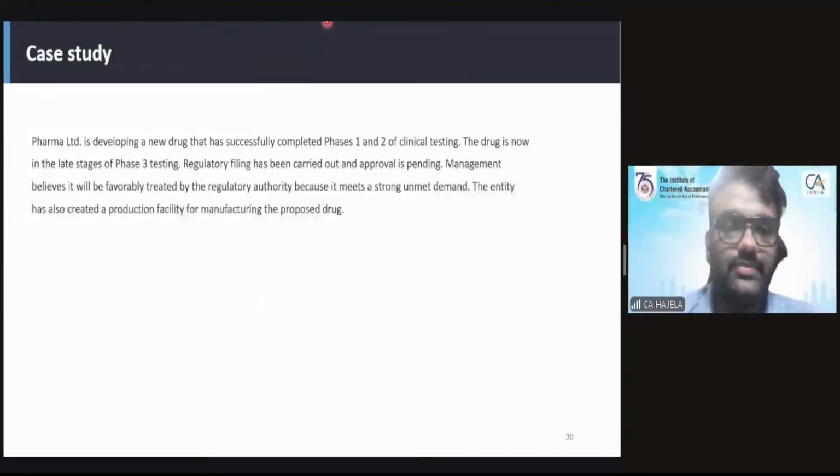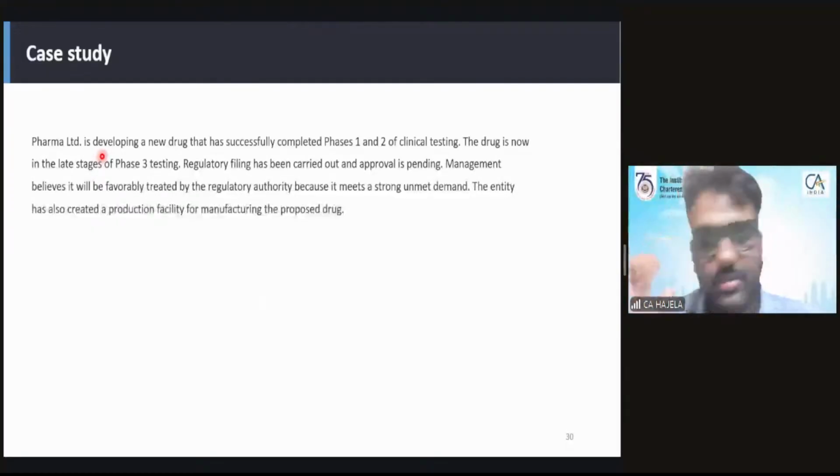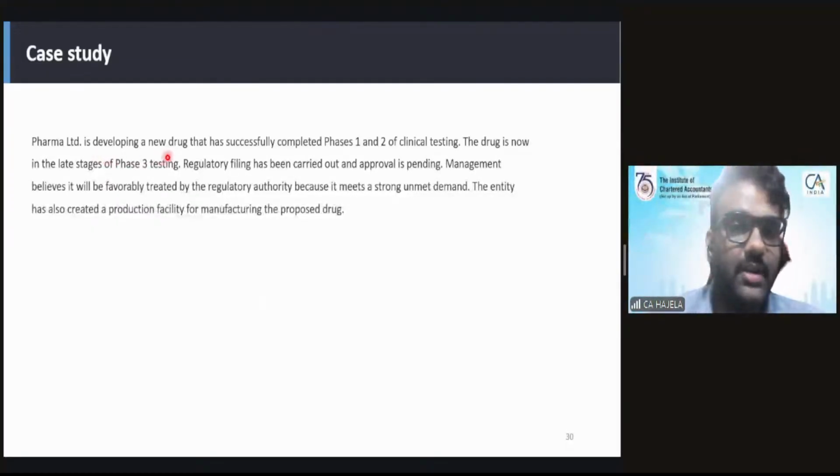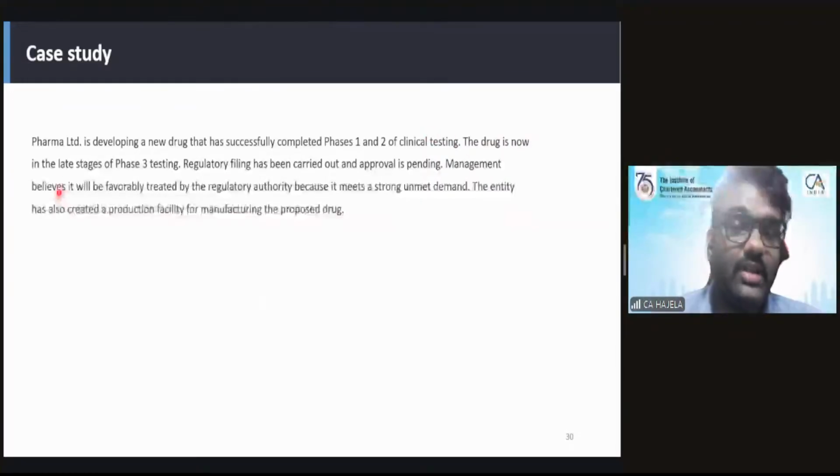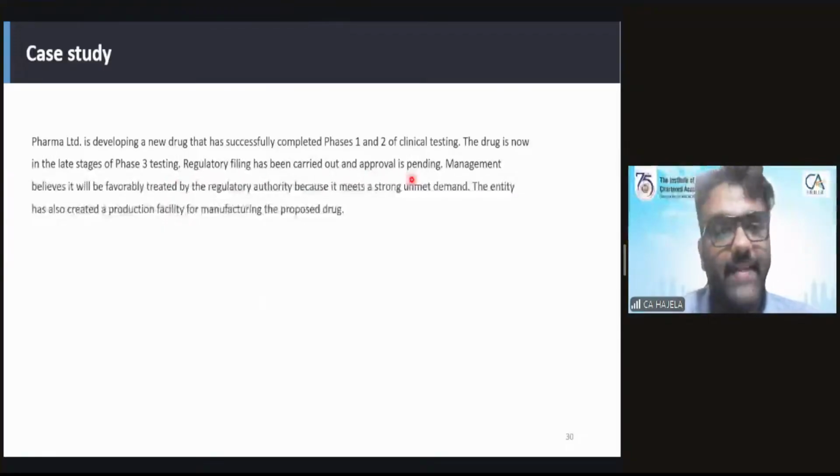Now here's a question, a case study for you guys. I know you guys are smart and you will come out with the right answers. Pharma Limited is developing a new drug that has successfully completed phase 1 and 2 of the clinical testing. So phase 1, phase 2 ho gaya. The drug is now in the last stage, phase 3 testing. Regulatory filings have been carried out and approval is pending. Management believes it will be favorably treated by the regulatory authorities because it meets strong unmet demand. The entity also has created a production facility for manufacturing the processed drug.